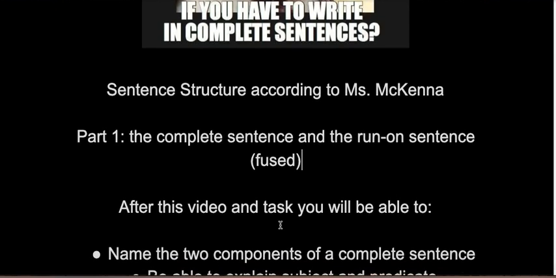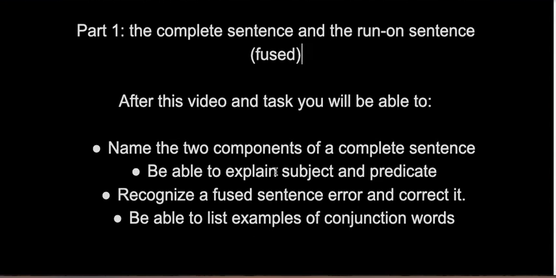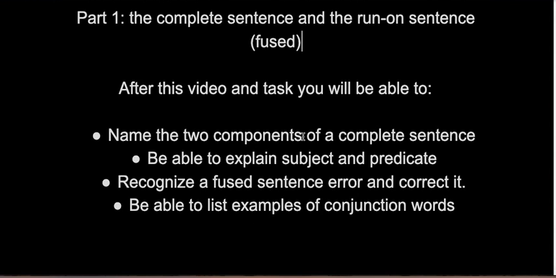After this video and the task I have for you to take notes along with it, you will be able to name the two components of a complete sentence and explain them, which are subject and predicate. You'll be able to recognize a fused sentence error and how to correct it, and then you'll be able to list some examples of conjunction words. Okay, so let's get started.